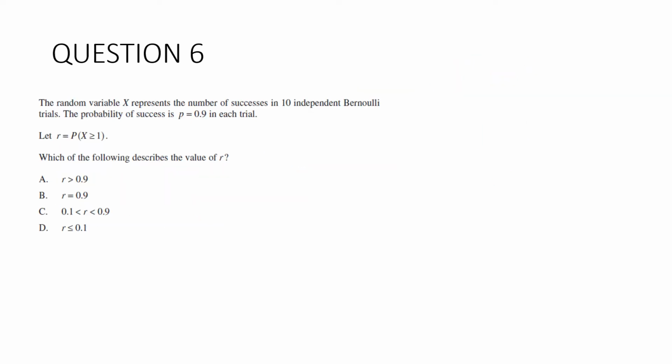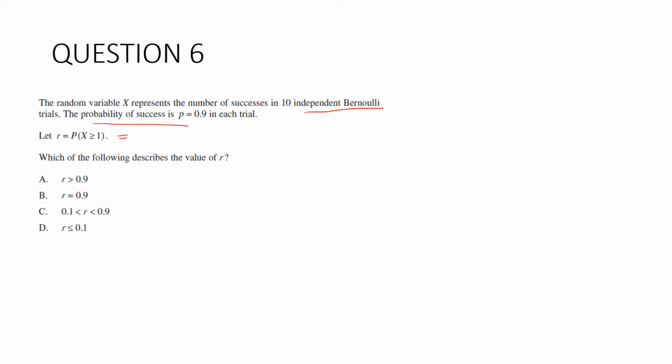Question 6. The random variable x represents the number of successes in 10 independent Bernoulli trials. The probability of success is 0.9 in each trial. Let R equal the probability of x being greater than or equal to 1. Which of the following describes the value of R? Now this is a really easy question. It is just binomial probability, so don't get distracted by all of this language.